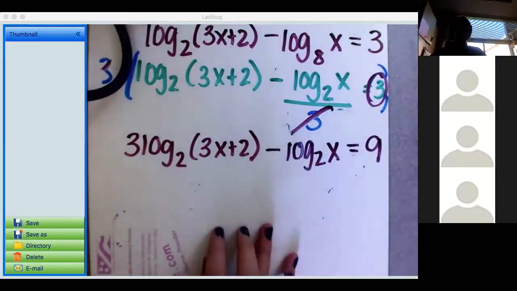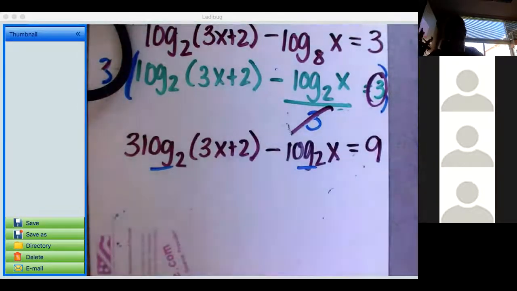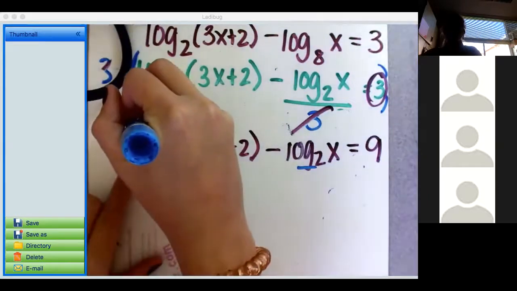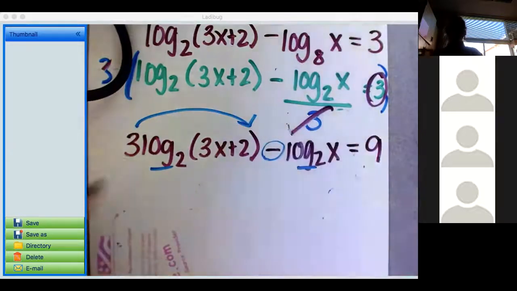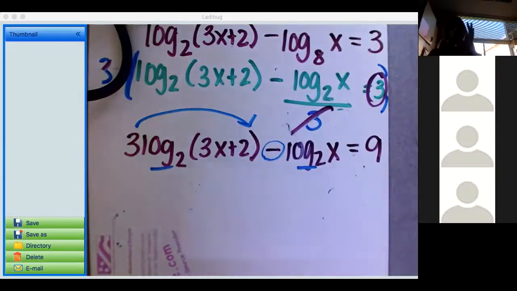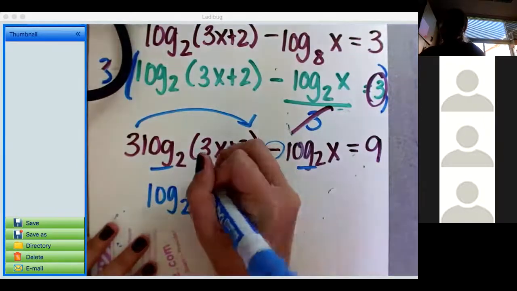What do we do now? Condense. Don't they have the same base? Condense them. So this 3 is going to become the exponent. And if we're subtracting, what am I going to do with the 2 arguments? Divide them. Very good, Cody. Extra credit. He's doing so good.